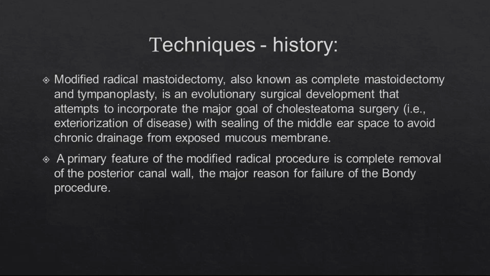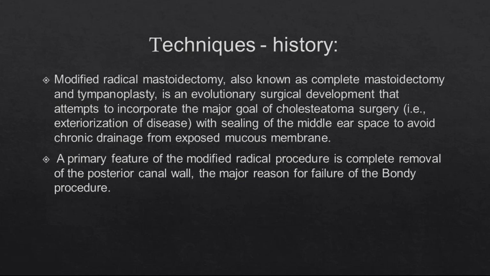So, modified radical, also known as complete mastoidectomy and tympanoplasty, is an evolutionary surgical development that attempts to incorporate the major goal of cholesteatoma surgery, that is exteriorization of disease, with sealing of middle ear space to avoid chronic drainage from exposed mucous membrane. So here, in modified radical and radical, I'll tell you the difference.